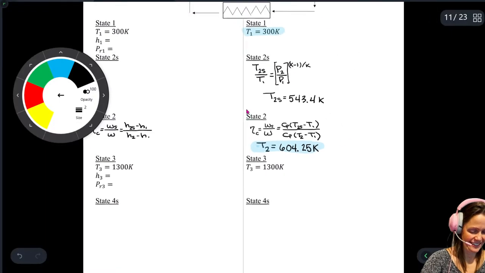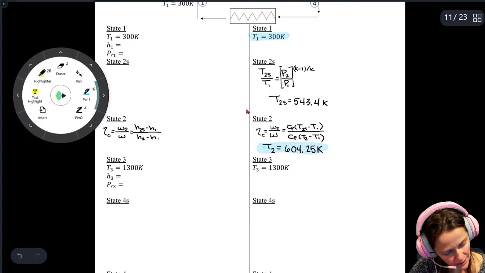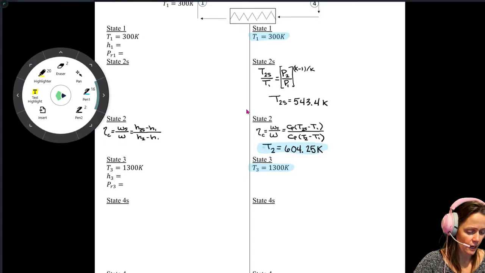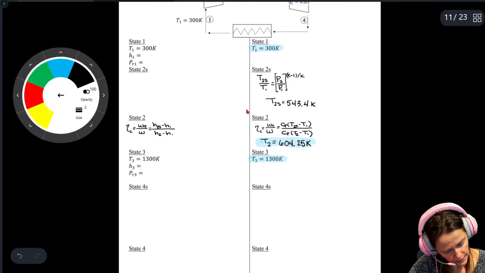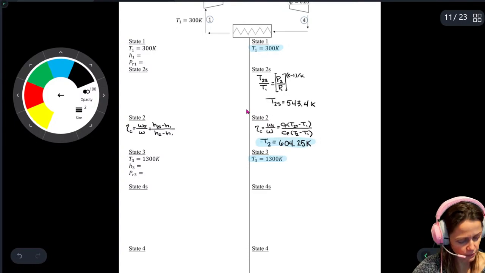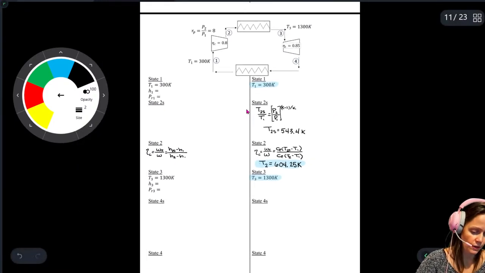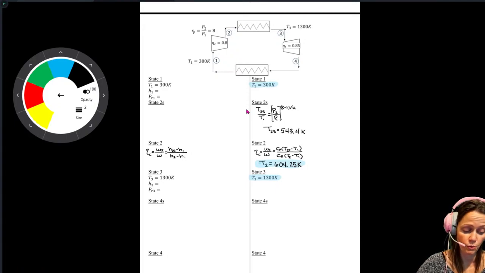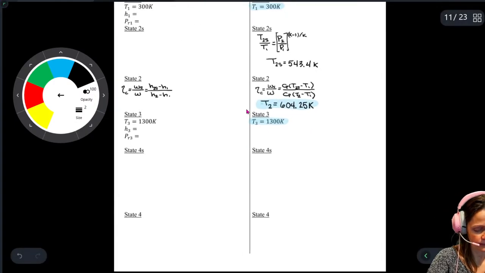All right. Almost done. So, yeah, we've got our T3 here. That's what we're going to use to plug things in. Oh, where's my T4? Where's my state 4? Messed that up. Oh, no, that's fine. So, T4s. From 3 to 4, you've got this ideally isentropic process, but of course you've got an isentropic efficiency that's less than 1. So I need to figure out T4s, and then I'm going to get T4.